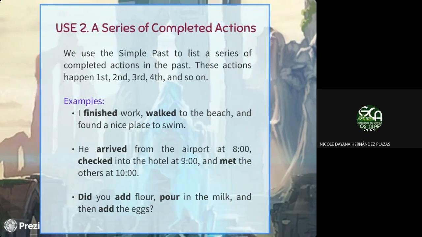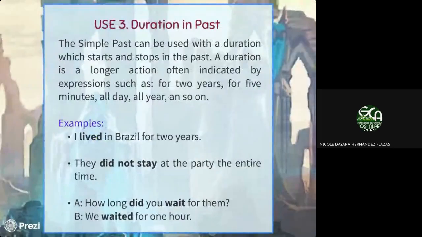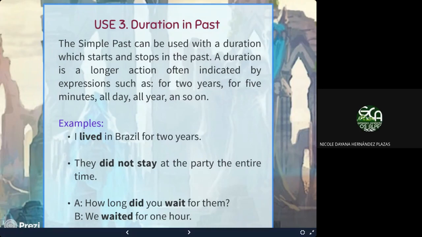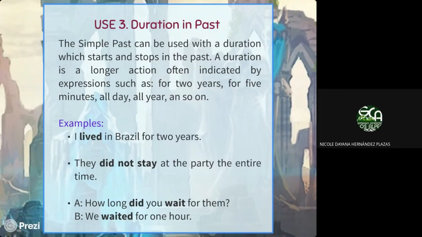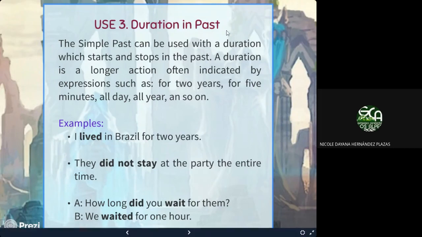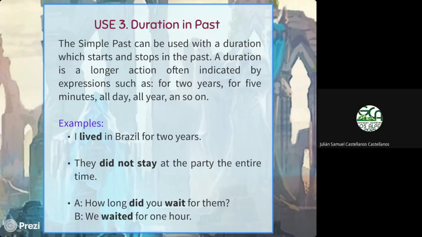Let's continue. Use number 3, duration in past, duración en el pasado. So, let's read this slide. So, who can help me? Let's check someone here. Julian, can you please help me reading that slide? The first part? Okay. Okay. Use three. Duration in past.